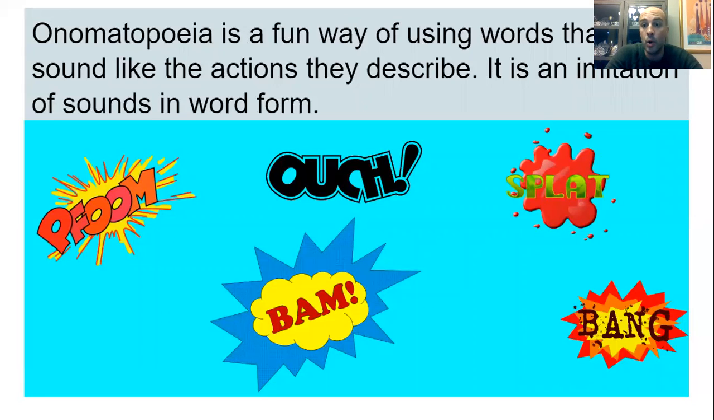Some of you might remember an old version of Batman and Robin where they used to show the little blurb in the corner, bam, boom, things like that. That's all onomatopoeia.